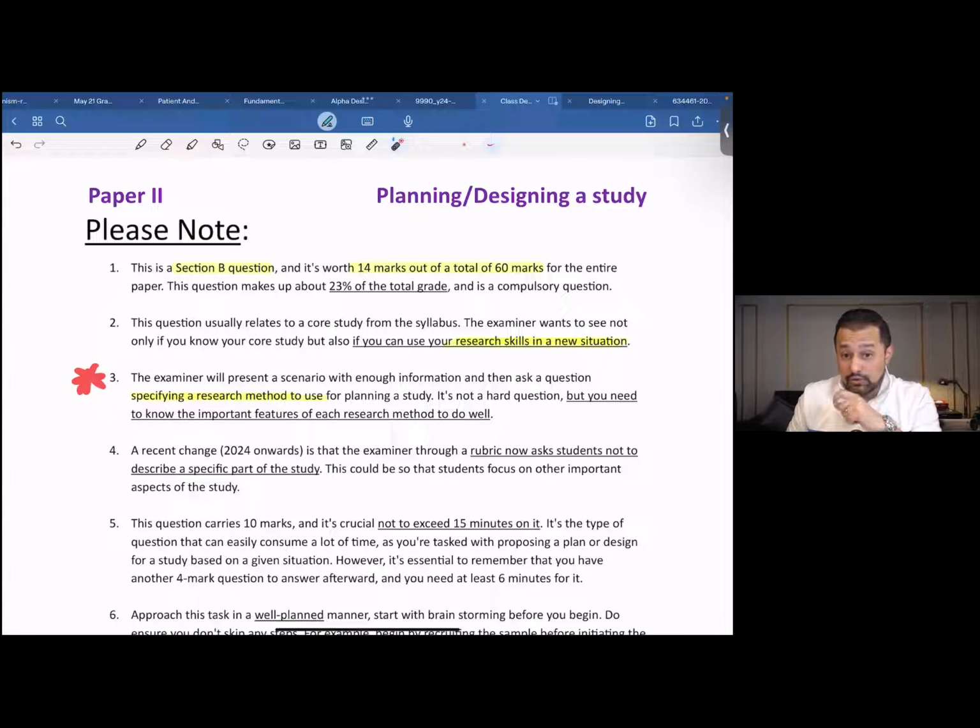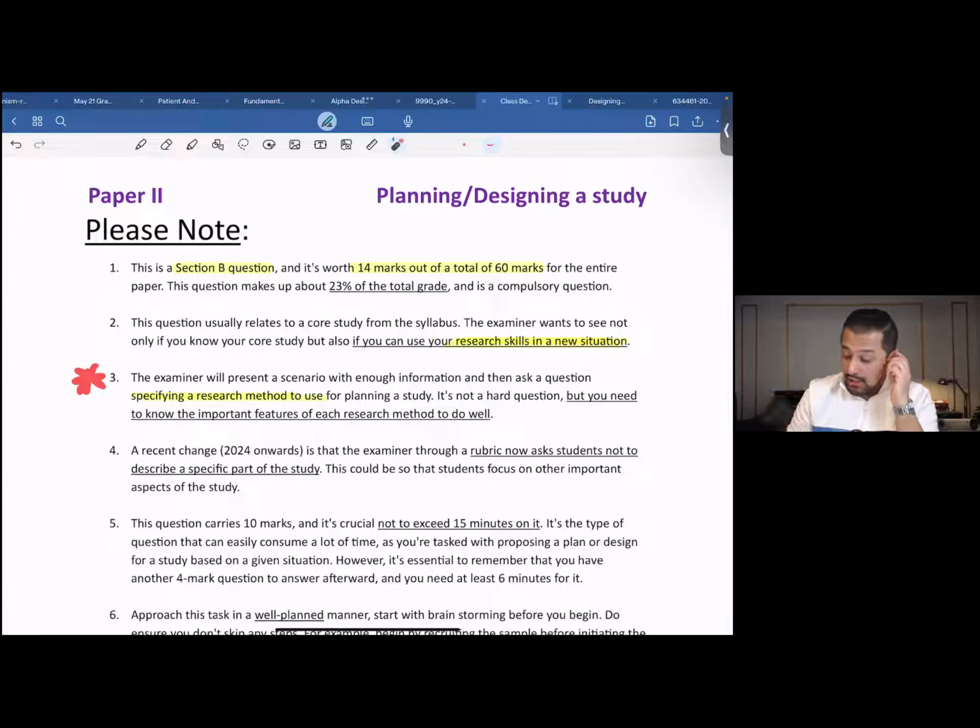a recent change in 2024 is that the examiner, through a rubric, now asks not to describe a specific part of the study. So what used to happen, if I go back a bit back in time, pre 2018, we did not have specified lines where students were expected to write answers. After 2018, these lines were introduced. And now, from 2024 onwards, the examiner would specify what the examiner does not want you to describe while designing or while planning out that study.